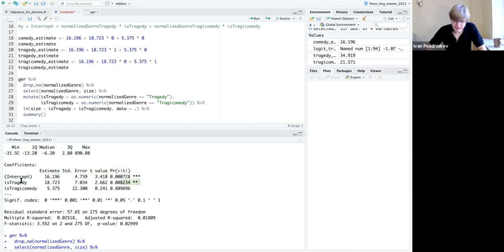So what we are more interested in is the p-values for the coefficients and the p-value for the whole model. You can see that this is significant and this is not. And partly you can find a possible explanation why, for example, tragicomedy does not differ significantly here from comedy, while tragedy does.